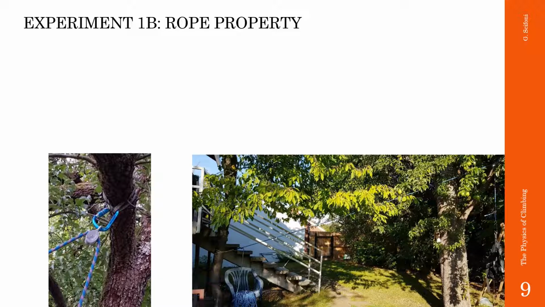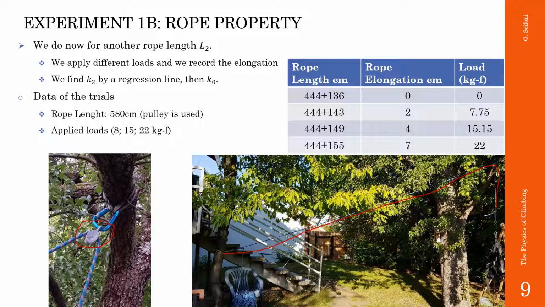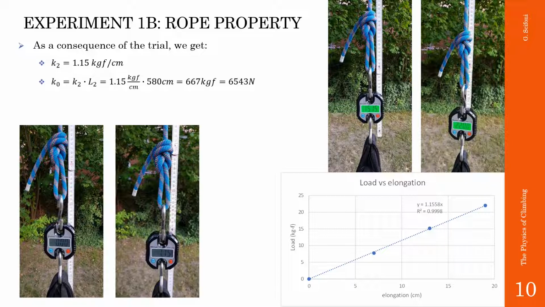The second part of the experiment uses a longer rope, this time 580 centimeters, and because of the length we had to use a pulley in between. The applied loads are always the same. Here are the results. The regression line now shows a smaller value. This value we have to multiply by the new rope's length to obtain the K0 value. This time K0 equals 6543 Newton.